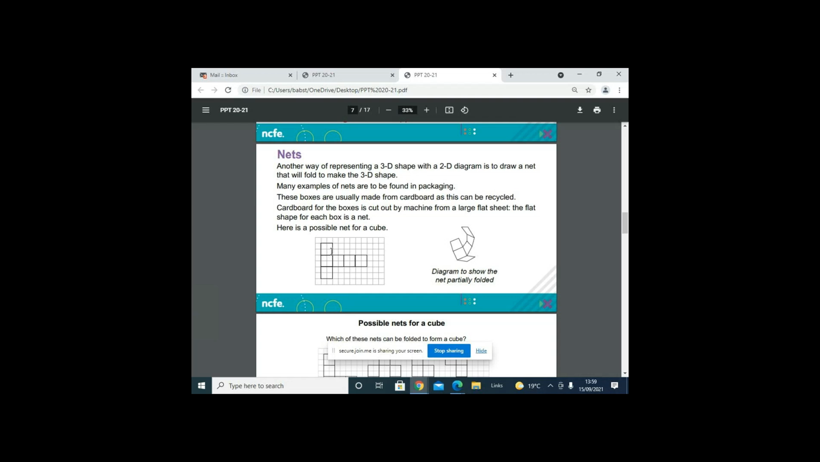But for any cube, don't forget that the faces are actually the same. It's not like a cuboid. A cuboid will have different types of rectangles, but in a cube, all the faces are the same.